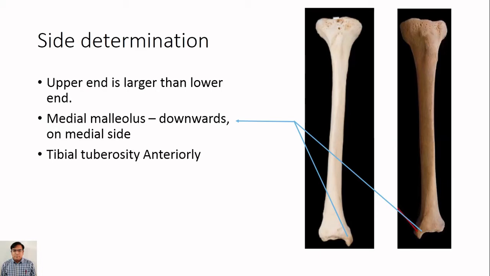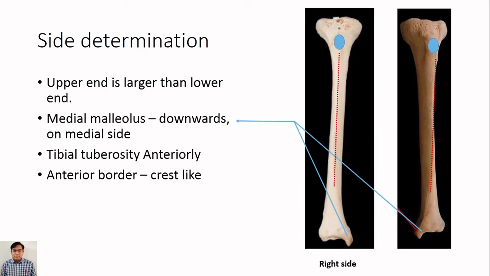Now tibial tuberosity. Tibial tuberosity is present anteriorly. So this is tibial tuberosity. On the basis of this you can identify the anterior aspect, and the border which is present anteriorly is crest like. So this is anterior border. On the basis of this, this tibia is of right side and this is of left side, and likewise you can hold this bone in an anatomical position.